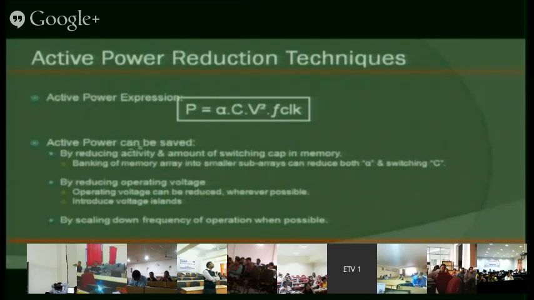So this active power can be reduced. Now this can be saved. So let us discuss one by one. What is this alpha? This is the switching activity. In a circuit, there are many transistors. When they are not switching, they are not consuming active power. When they are switching, they are consuming active power. So you have to design a circuit so that the switching activity is minimum.